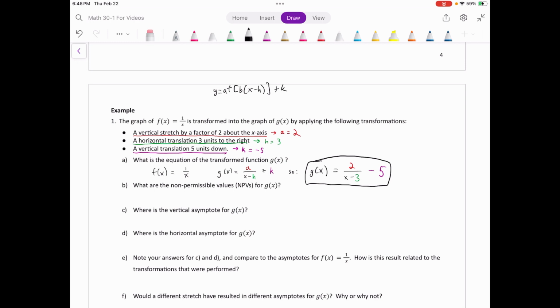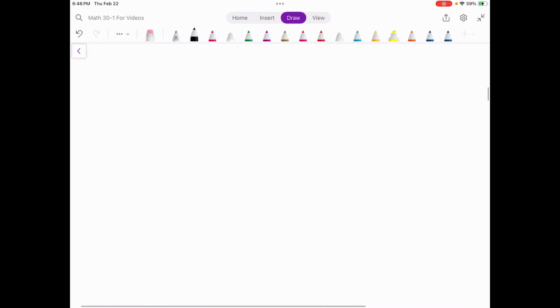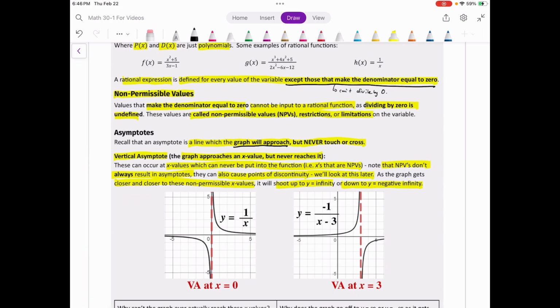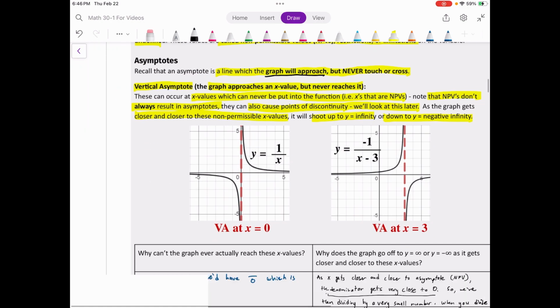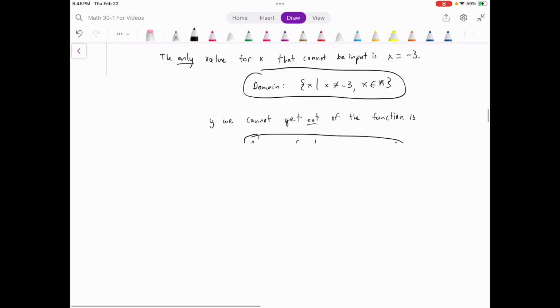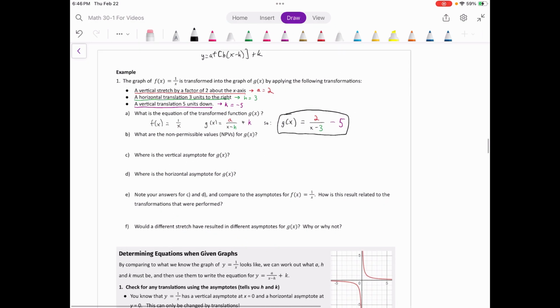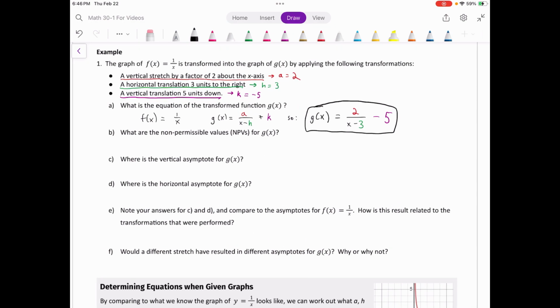Next up, it asks us, what are the non-permissible values, the NPVs, for g of x? Well, a couple ways we could think about this. We know that 1 over x is going to have a vertical asymptote at x equals 0, right? Because that would have us dividing by 0. We saw that up here when we first introduced ourselves to y equals 1 over x, a vertical asymptote at x equals 0. So what's going to happen if we take this thing and we shift it 3 to the right? Well, that vertical asymptote is going to end up at 3. The horizontal stretch and vertical stretch won't change that because it's at x equals 0. Sorry, the vertical stretch.